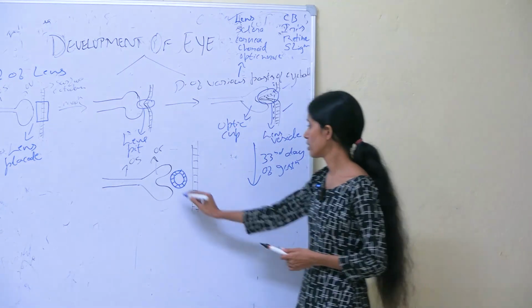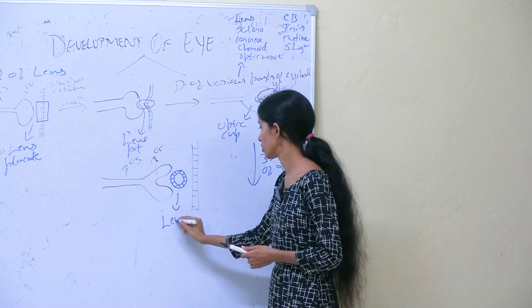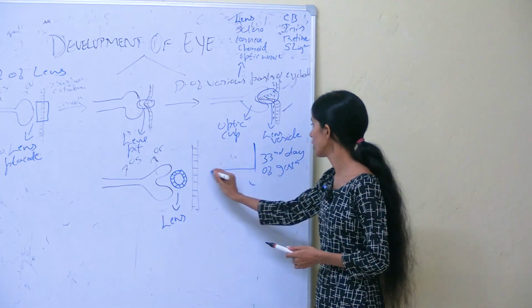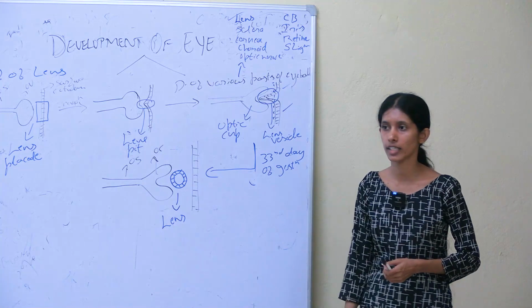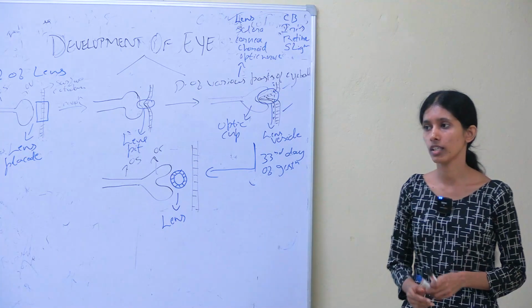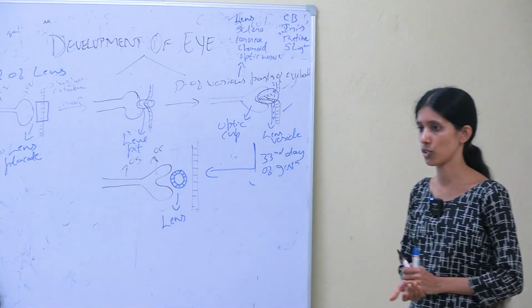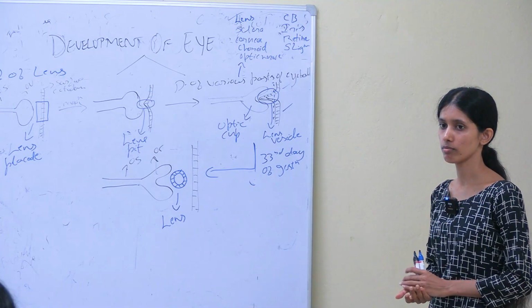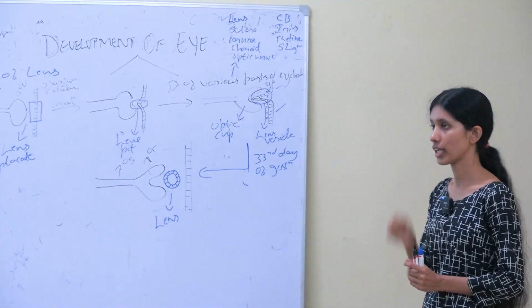Okay, now this is nothing but your lens. This is how the formation of your lens in the eye takes place on the 33rd day of gestation. Any doubts? Any doubts in this?